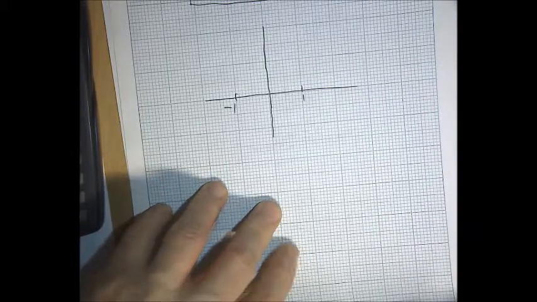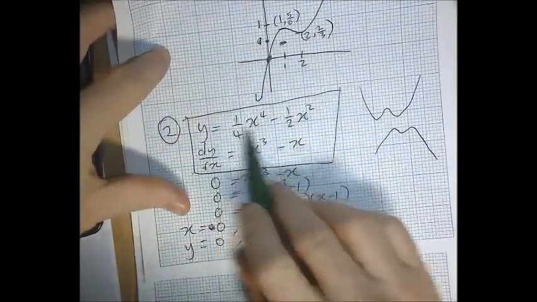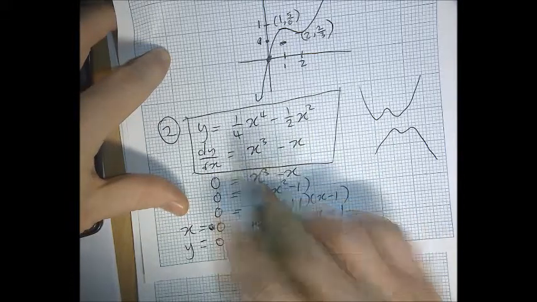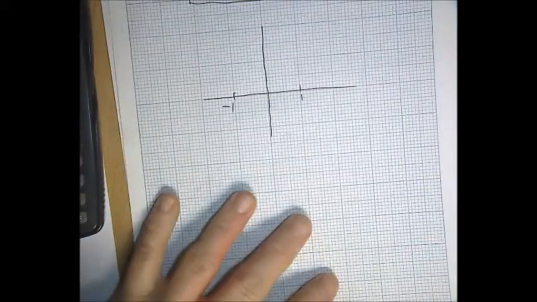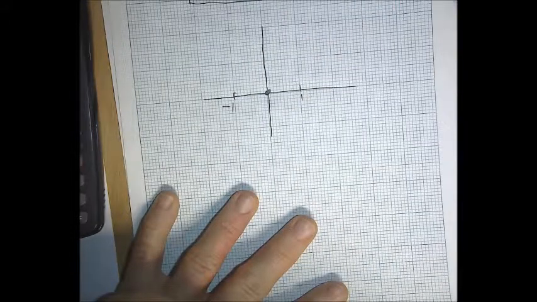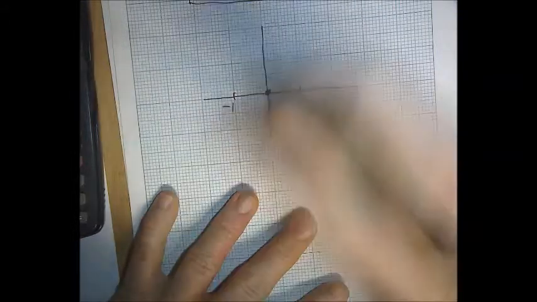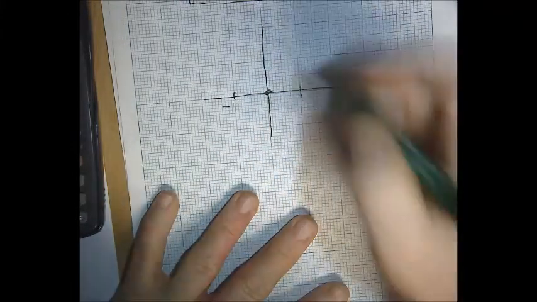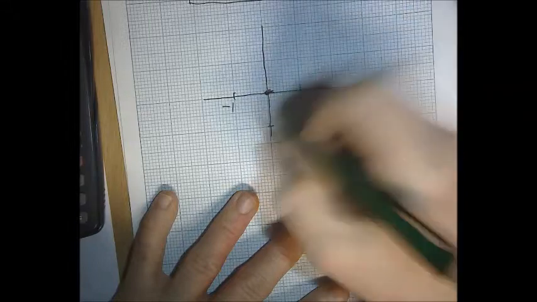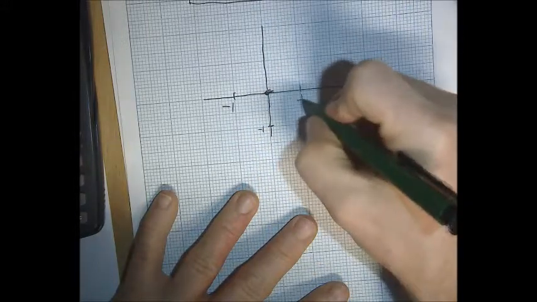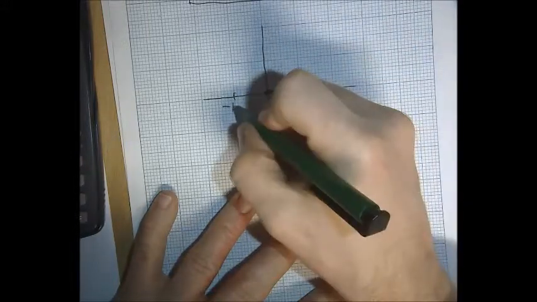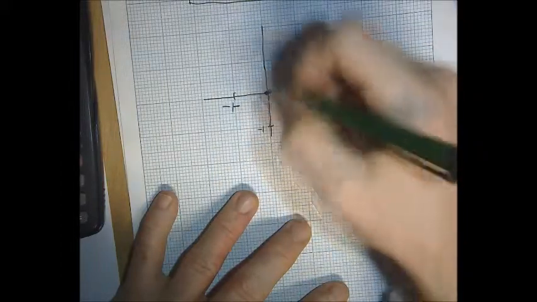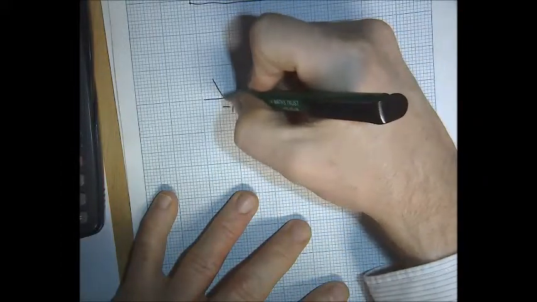and the y-intercept, if you put x equals 0 in there, you get y equals 0. So the y-intercept is there, and I said it was flat at x equals 0, y equals 0, so it's flat there. It's also flat at 1, -1/4, and at -1, -1/4. So here's the graph.